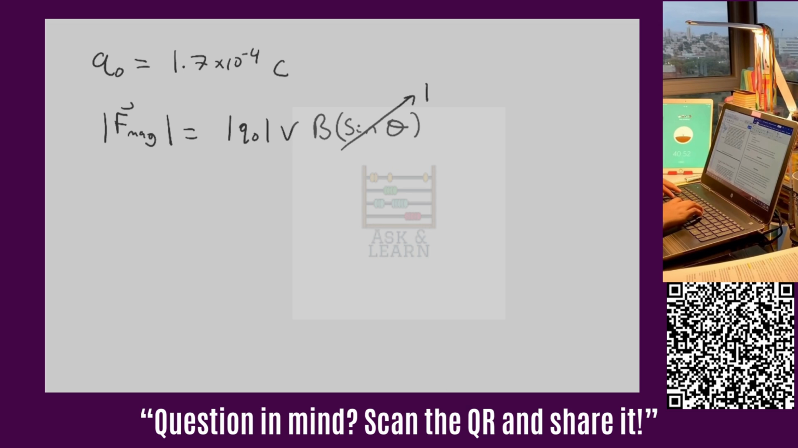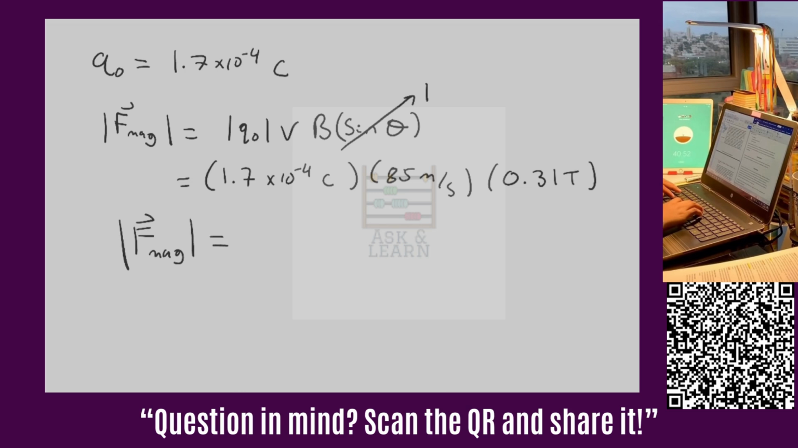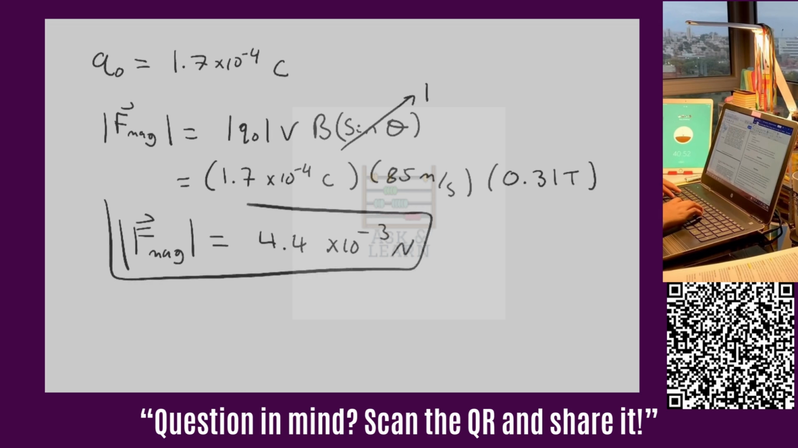So all we need to do is plug in the charge of our particle, 1.7 times 10 to the negative 4 coulombs, multiply that by our velocity, 85 meters per second, and then multiply that by the value of the magnetic field through which the charged particle is traveling, 0.31 teslas. In the end, we get that the magnitude of the force acting on this charged particle in order to cause this type of motion is equal to 4.4 times 10 to the negative 3 newtons. And that is the answer to part A of our problem.